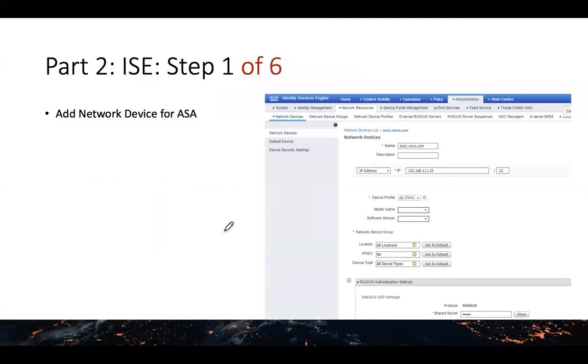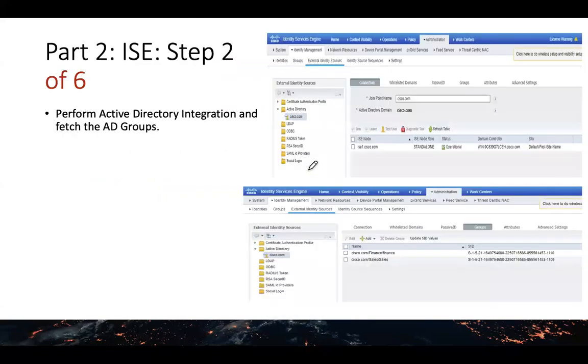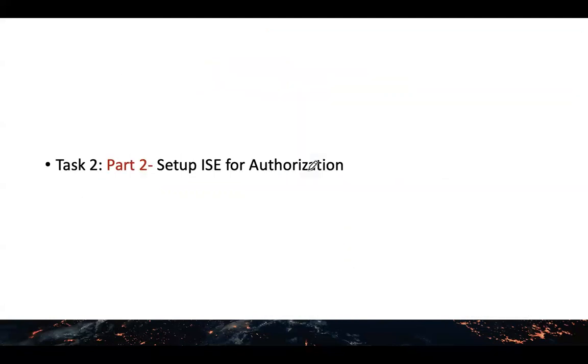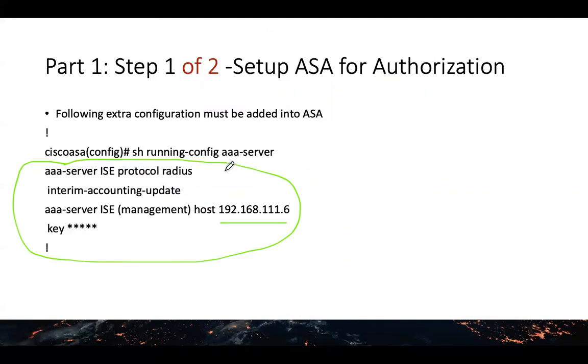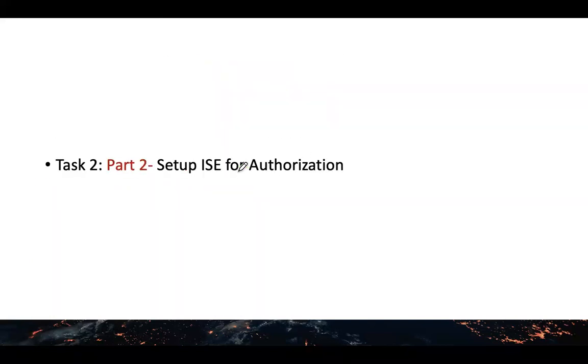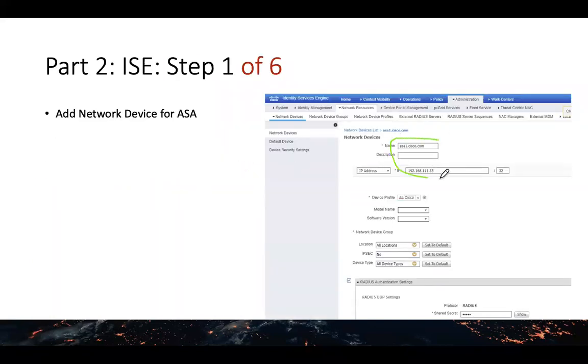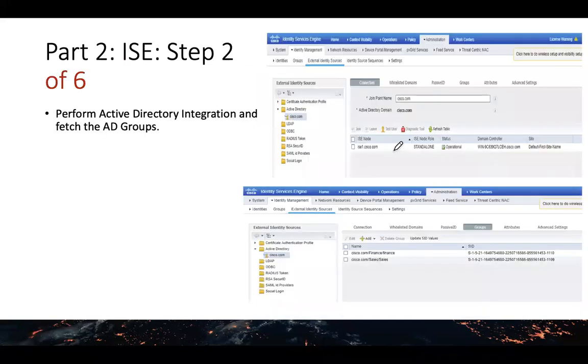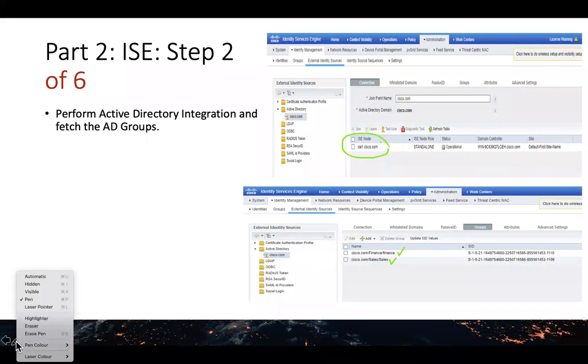And on the ISE front, if you remember, we first added ISE on ASA. Now we have to add ASA on ISE. ASA is added, and that's its management address. I configured ISE to talk to our domain controller, and I imported two AD groups into Cisco ISE, one for finance, one for sales.